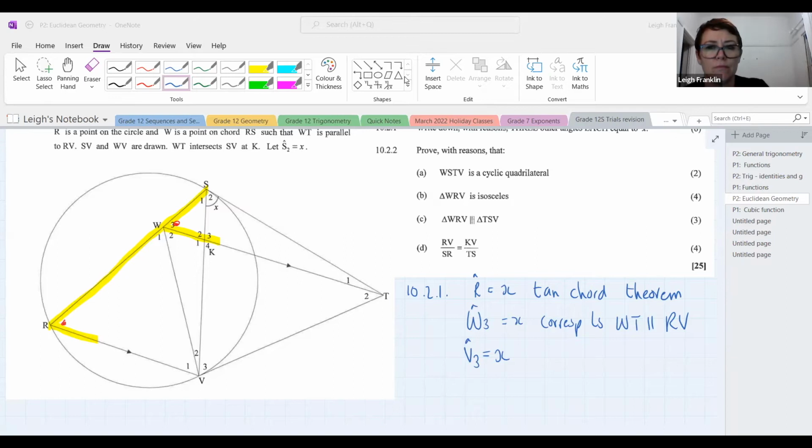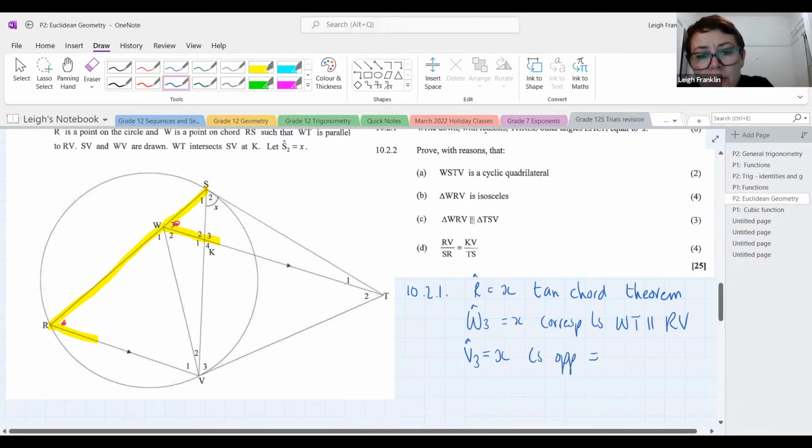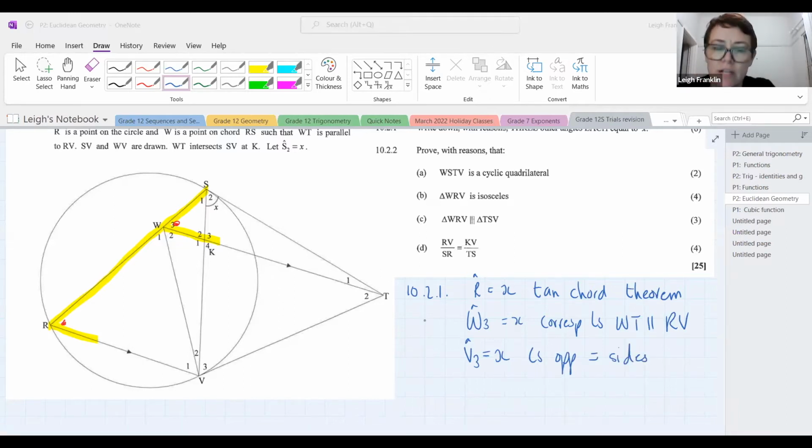Yes, tangents. Okay, so we've just got to be careful here. ST equals TV because they are tangents from the same point, but S2 equals V3 because they are angles opposite equal sides. Okay, so this is the reason. Angles opposite equal sides. Tangents from the same point are equal. That proves that TS equals TV. Because TS equals TV, it means that V3 is equal to X because of angles opposite equal sides.